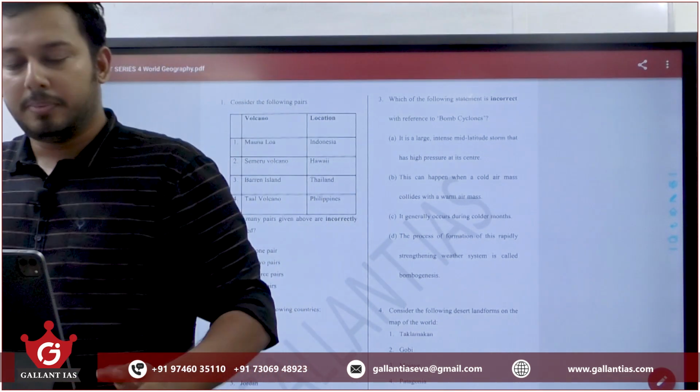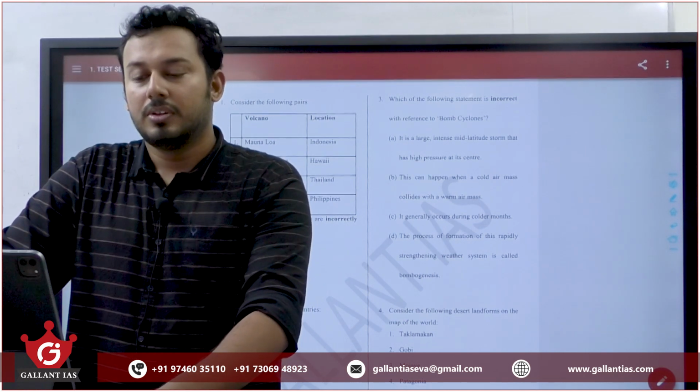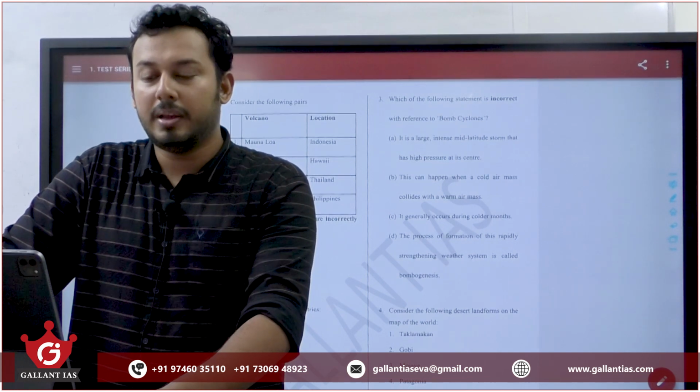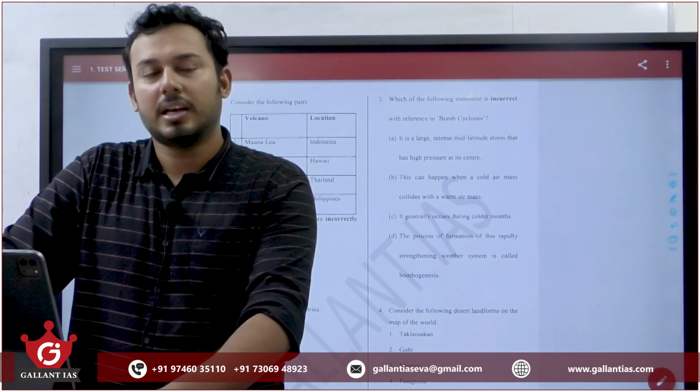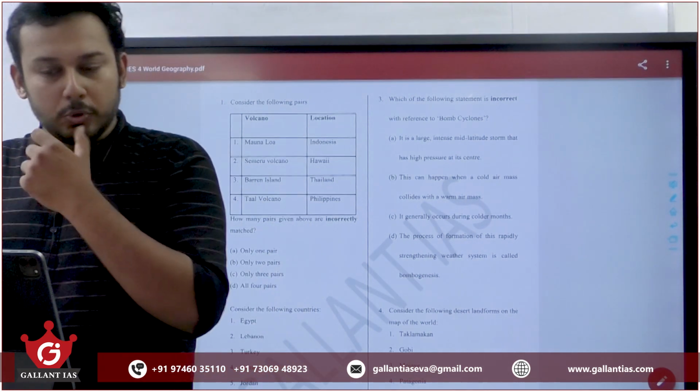Gaza, Golan Heights, Marib. Palestine, Jordan, Syria. Incorrectly matched. Golan Heights is occupied by Israel. Marib belongs to Yemen. So Gaza, Palestine. So incorrectly matched B. Only 2 pairs.